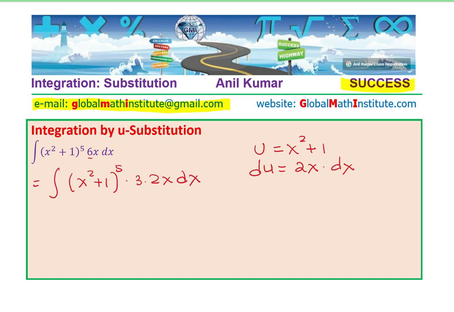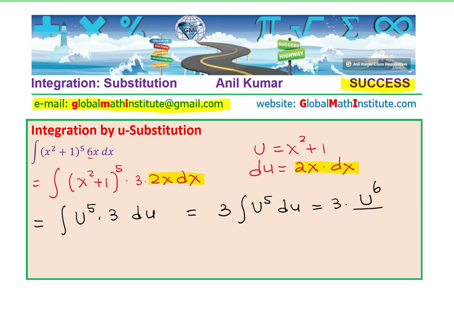So now you see, I could make this substitution 2x dx as du, and u is already x squared plus 1. Makes sense, right? So let's rewrite this as integral of u to the power of 5 times 3 du, right? Now 3 being a constant, I could bring it out of this integral sign, u to the power of 5 du, and apply the power rule, right?